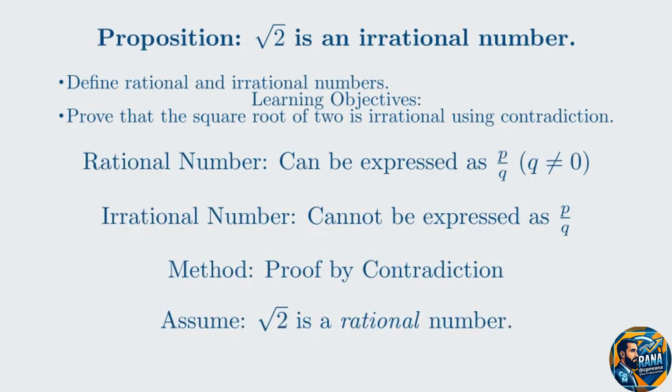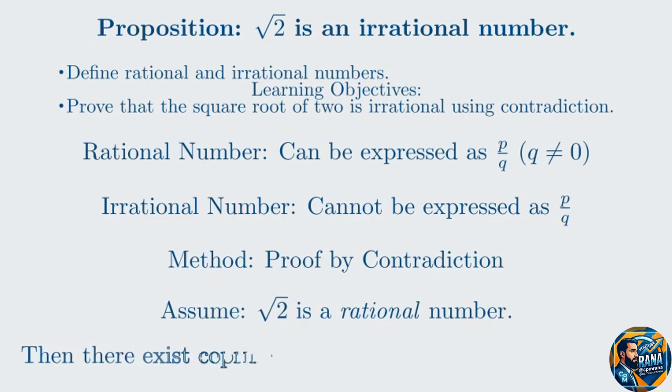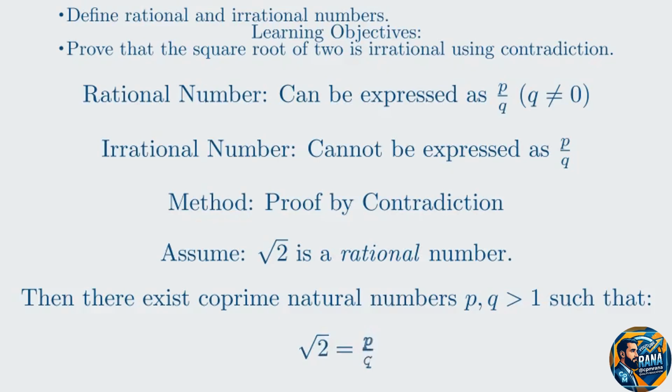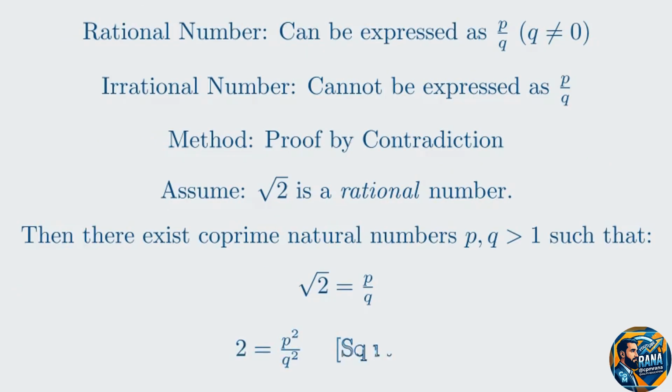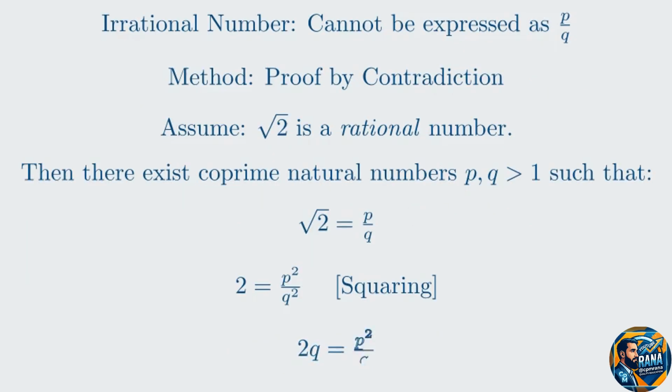If the square root of 2 is rational, then there exist two co-prime natural numbers p and q, where q is greater than 1, such that the square root of 2 equals p over q. Now, if we square both sides of the equation, we get 2 equals p squared over q squared. By multiplying both sides by q, we find that 2q is equal to p squared over q.